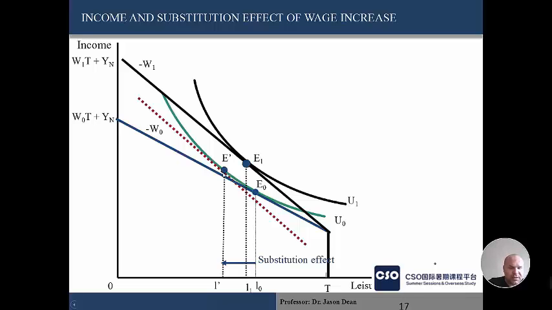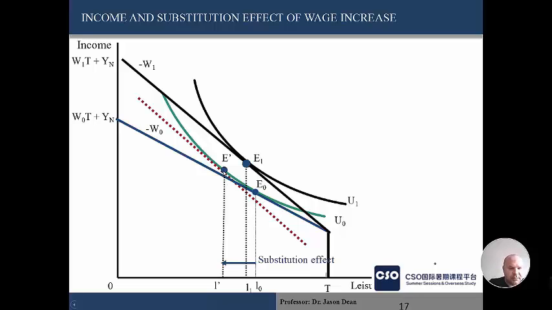So the substitution effect here is isolated, and it says that the person would reduce their leisure from L0 to L prime. After all, wages are higher and you get a higher return, so you'd want to substitute away from leisure and work more. Here the price of leisure has actually increased because of the wage increasing. And so the substitution effect says work more, take less leisure.